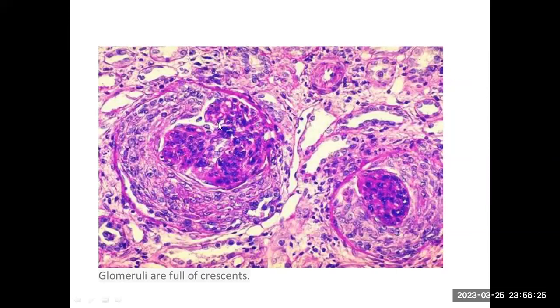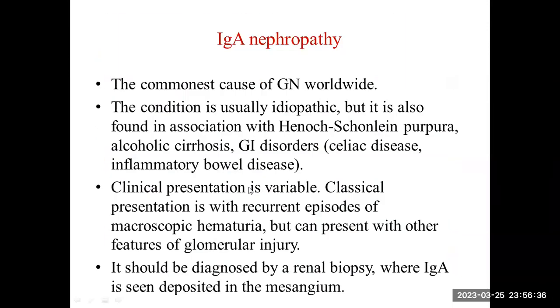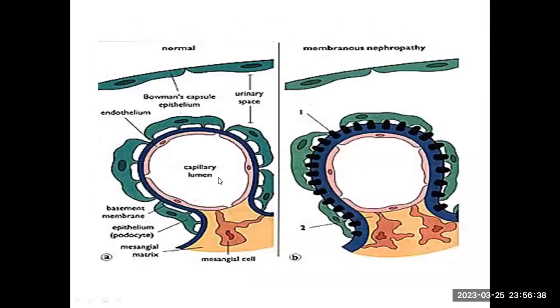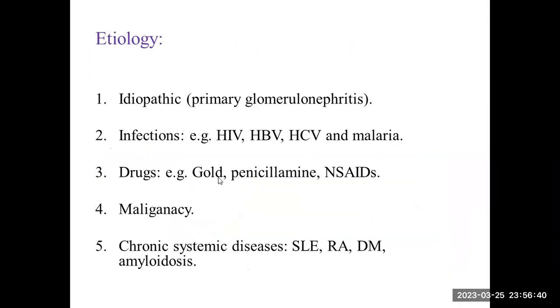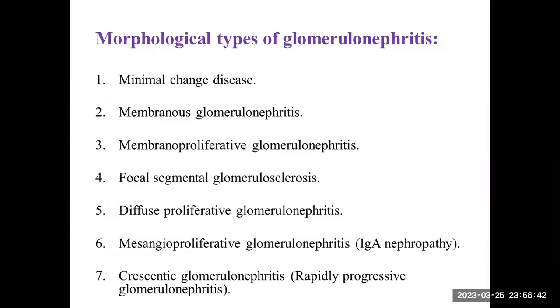So it's important to memorize this picture very well of crescentic glomerulonephritis. If you need to memorize only one slide from glomerulonephritis, just memorize this one. So this is called rapidly progressive. Clinically, it's called rapidly progressive glomerulonephritis, but morphologically, it's called crescentic glomerulonephritis, and this is the most aggressive type of glomerulonephritis, and it has certain causes. We will talk about it later on.